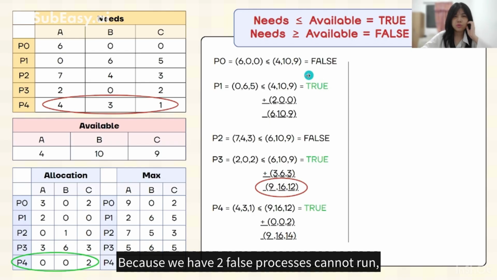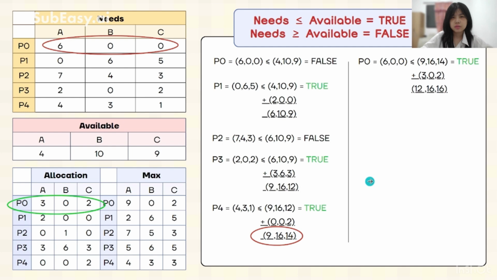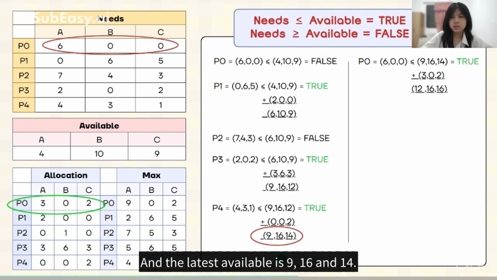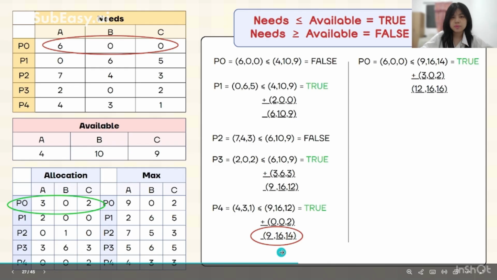Because we have two processes that cannot run, we cannot just leave them. We need to use them again, like P0. The latest available is 9, 16, and 14. We need to compare the needs of P0 to the latest available.